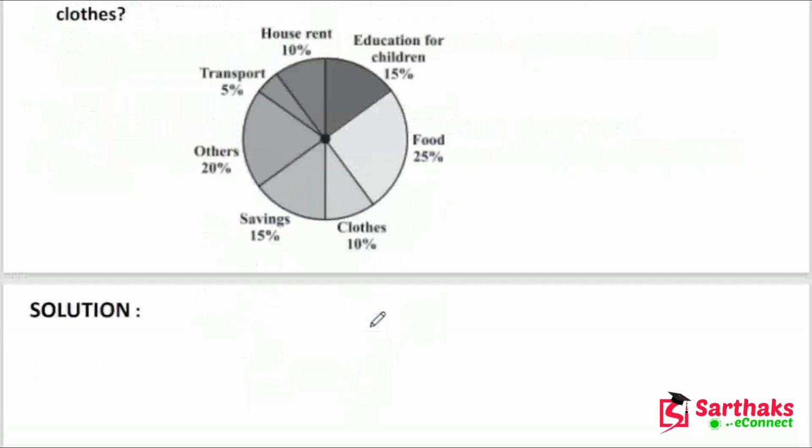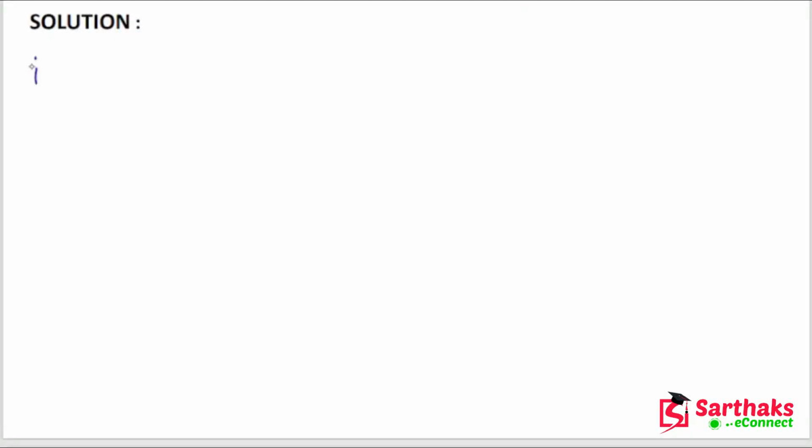So you can write it down as: expenditure is maximum on food, right? So you can write like this, that expenditure is maximum on food.